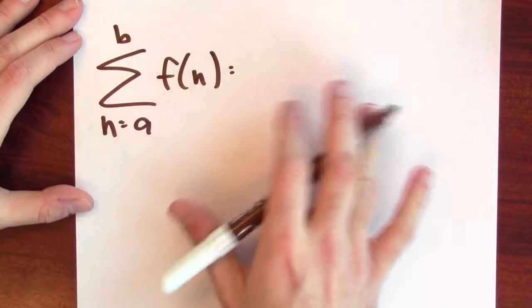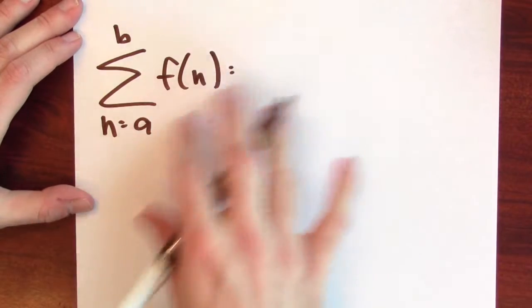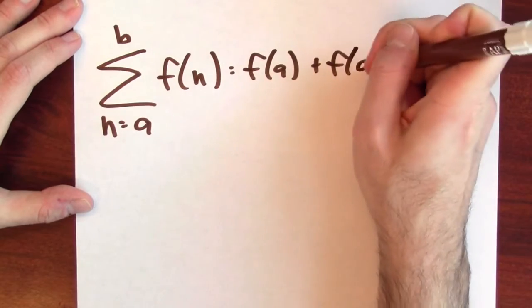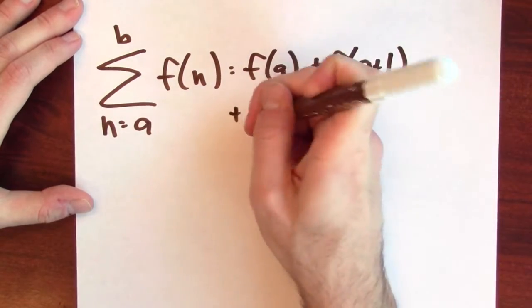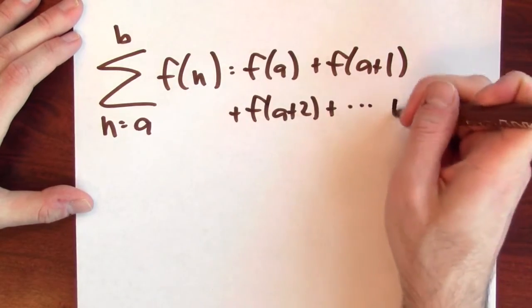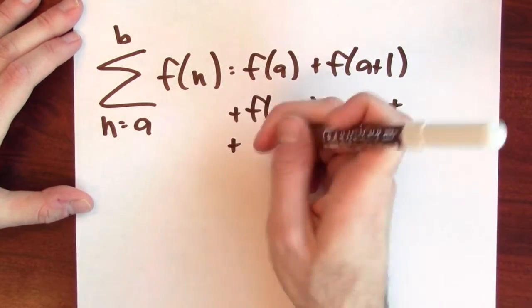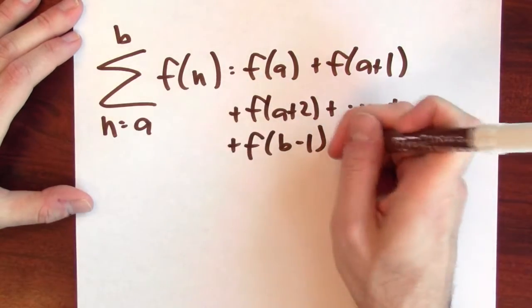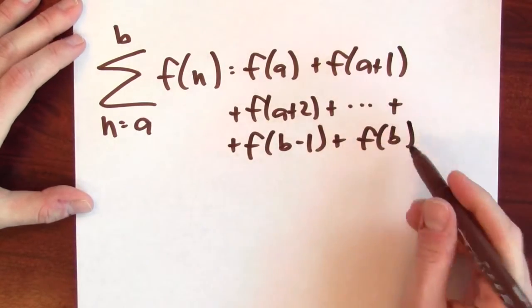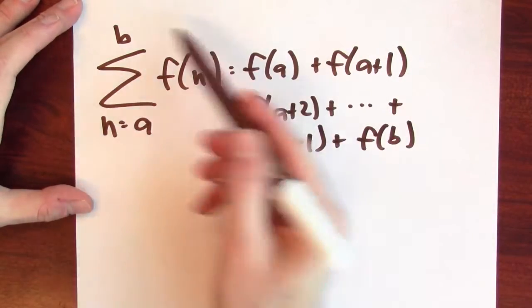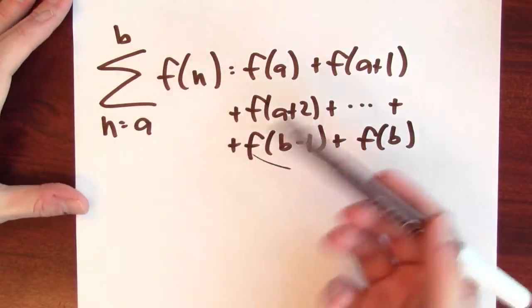So if I wanted to expand this out, if I wanted to write out what this is doing, I first plug in a, then I plug in a plus 1, and I add to that whatever I get when I plug in a plus 2, and then dot, dot, dot, I keep on going. And then I get closer to the end. Right before the end, I plug in b minus 1, and then I finish by plugging in b, and I add up all these things, and that's the value of this sum. That's what this notation means.